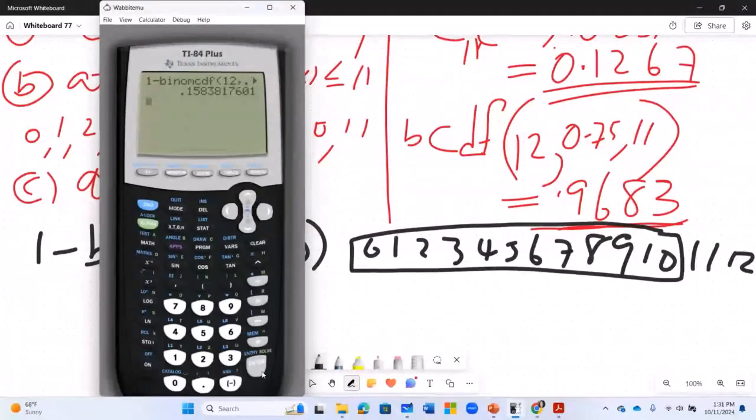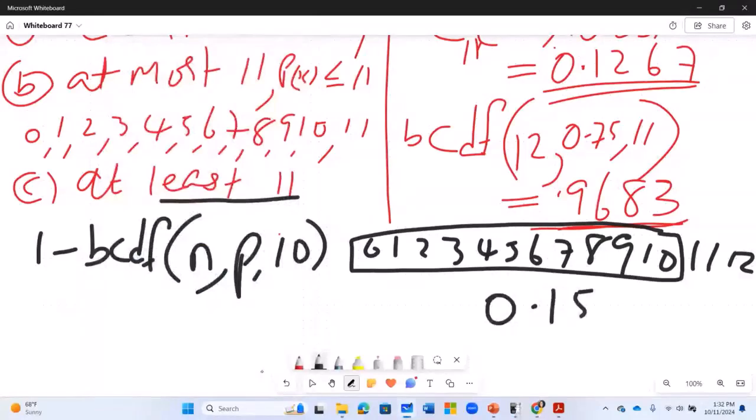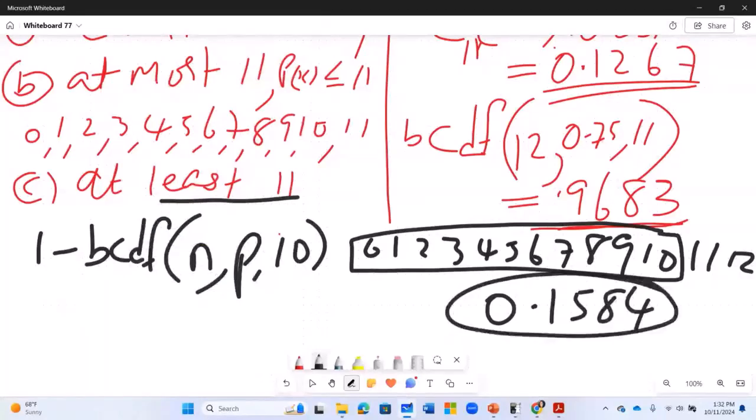My answer is going to be 0.1584. So the probability of accumulating from 11 to 12 is 0.1584. You could be told to leave your answer in percent. If you're told to leave your answer in percent, then you have 15.84%. Okay, so we're going to summarize.